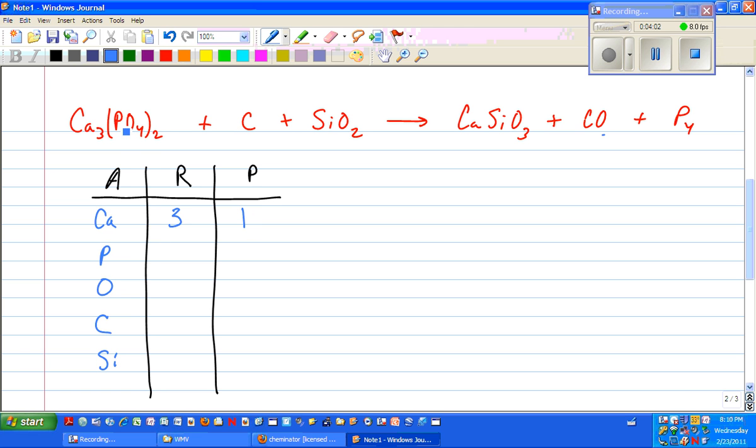Inside the parentheses, I've got a phosphorus, so that subscript is understood to be 1. Just like in math class, this 2 gets distributed, multiplied by everything inside of there. So I take 2 times 1 to give me 2 phosphorus. Over here I've got 4 phosphorus, subscript of 4. Oxygens, I've got 2 times 4.